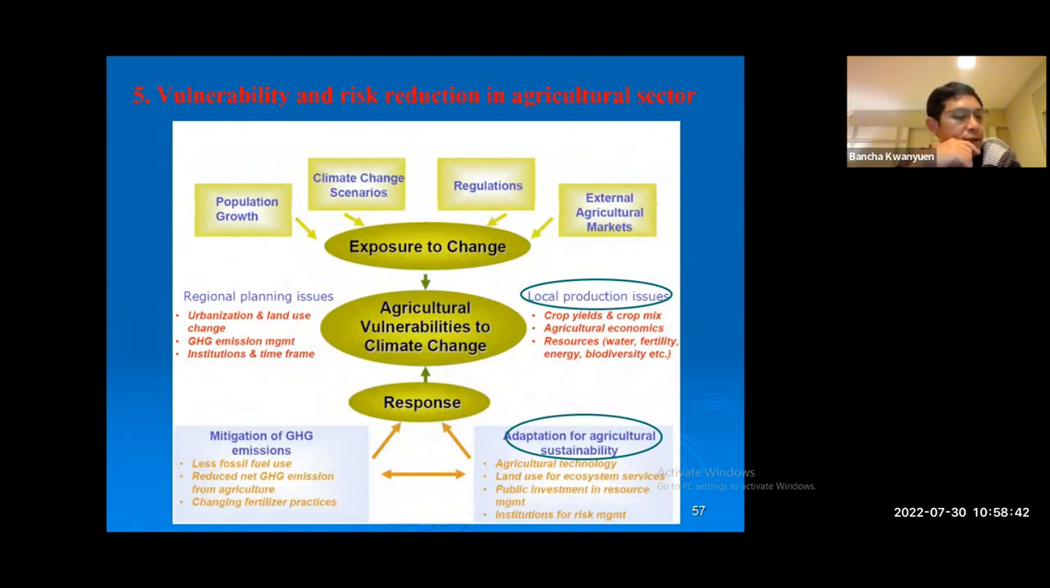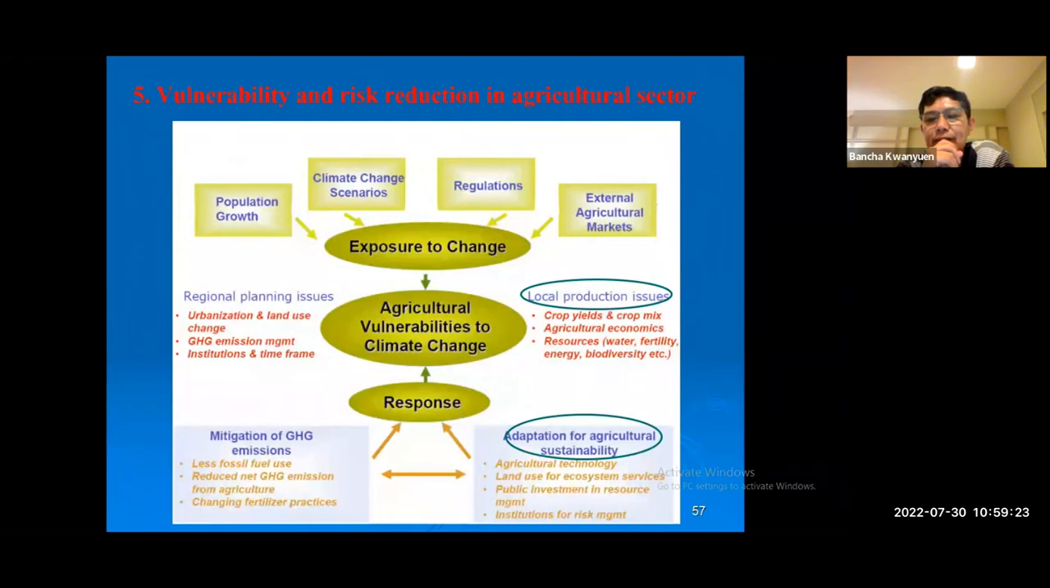Final point, I would like to talk about vulnerability and risk reduction in agriculture. This is summarized here. We would like to reduce agricultural vulnerability to climate change, because we have the threat of population growth, climate change, regulation, and external market factors as well. On the other hand, with regional planning, you can have mitigation of greenhouse gas. But my point is on the local production issue, which you can do by yourself, like crops.